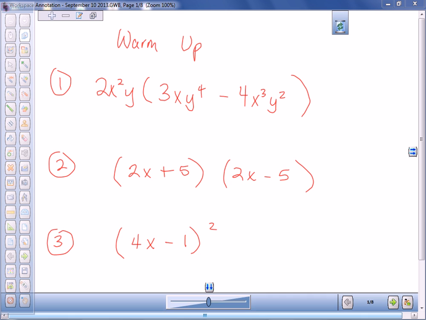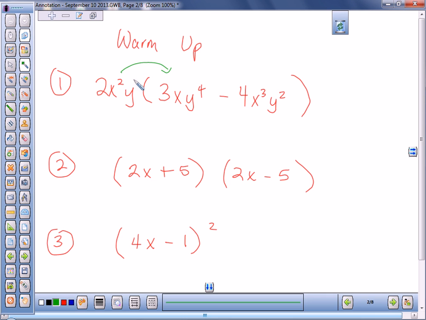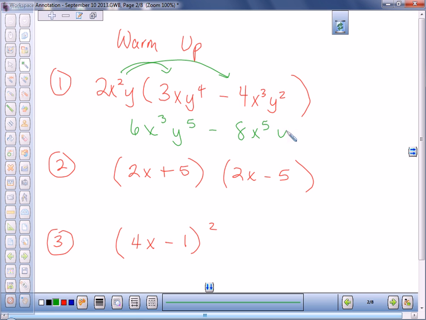On the first one, we just distribute. So we're going to distribute here. So we're going to get 6x cubed y to the 5th minus 8x to the 5th y to the 3rd. Did I do it right?